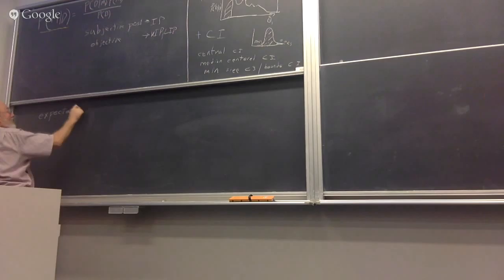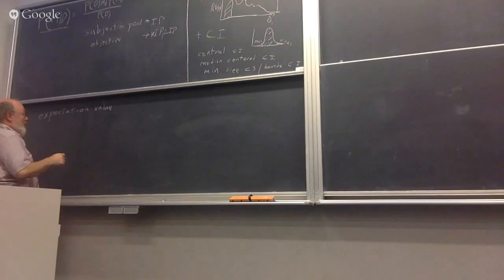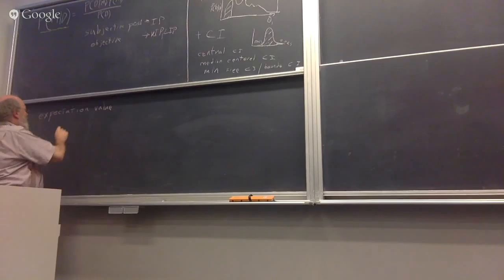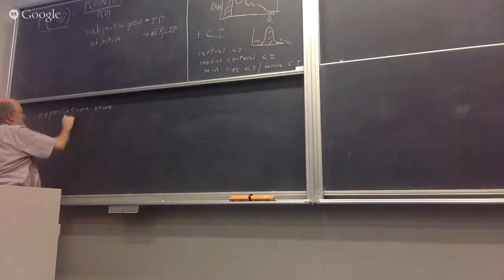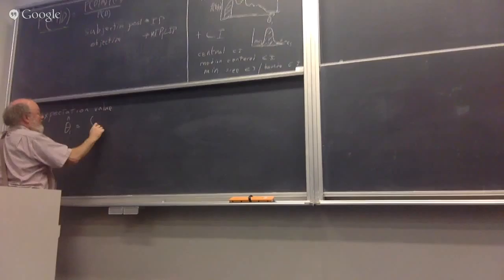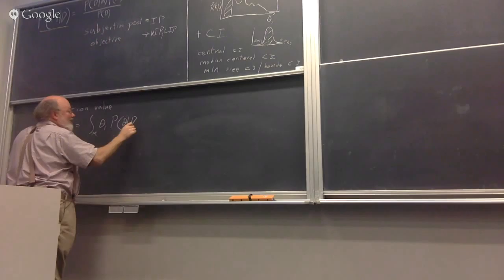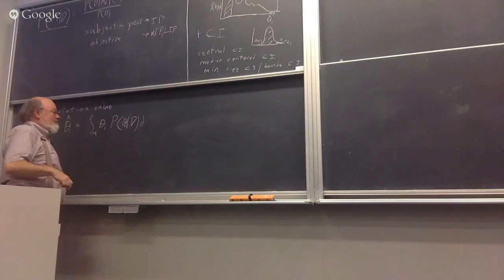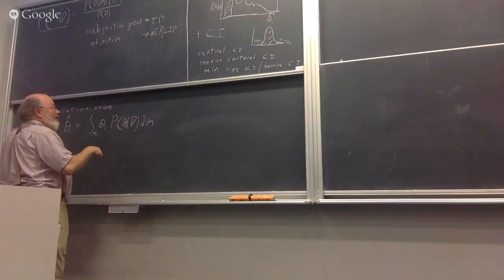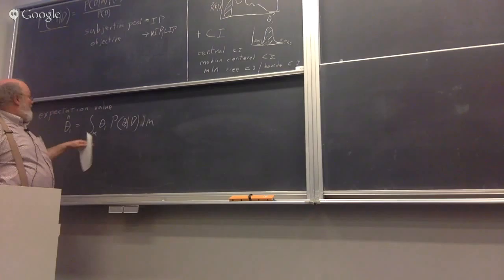Ways to summarize include expectation values and boundaries. Suppose I'm particularly interested in some value of theta 1, the theta 1 expectation value. Of course, that's just the integral over the model space of theta 1 times the probability of theta 1 given the data.